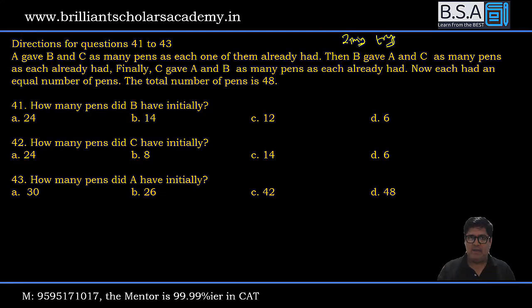Let us say I am B. I already have, let us say, 10 pens. So what A does is gives me 10 more pens. If I am C, I have 5 pens. So A gives me 5 more pens. So basically, one person is doubling the number of pens of the others. And it is happening for 3 times. And at the end, they all have an equal number of pens. Total number of pens is 48.